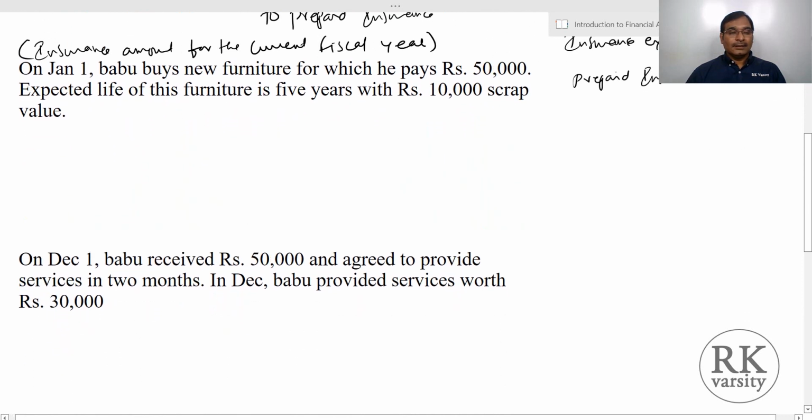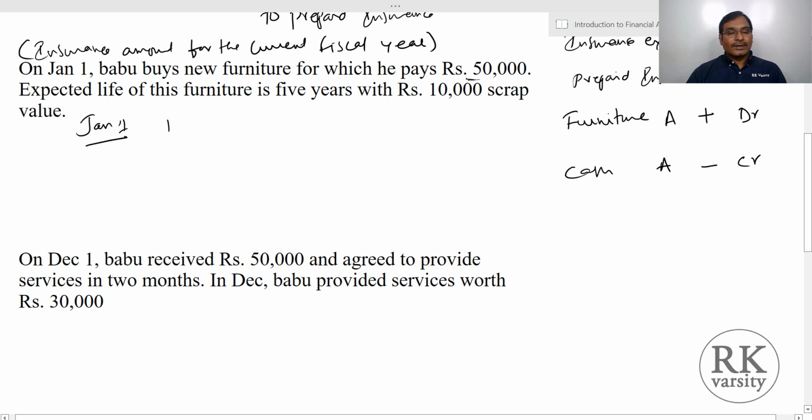Now coming to the next transaction. On January 1st, Babu buys new furniture for which he pays rupees 50,000. Expected life of this furniture is 5 years with rupees 10,000 as a scrap value. So on January 1st, our transaction would be very simple because you purchased the furniture and paid cash. Furniture is an asset, cash is an asset. Furniture, there is an increase, cash, there is a decrease. Increase in your asset is a debit and decrease in your asset is a credit.